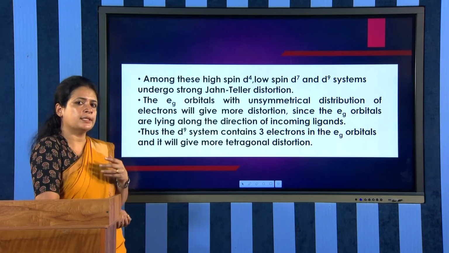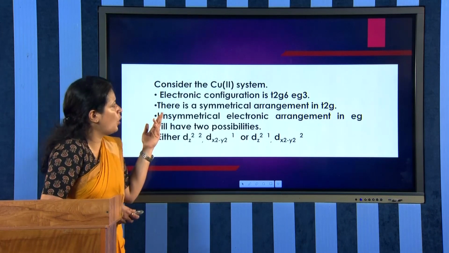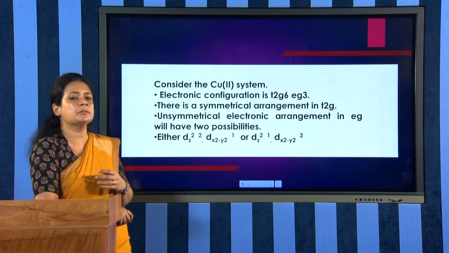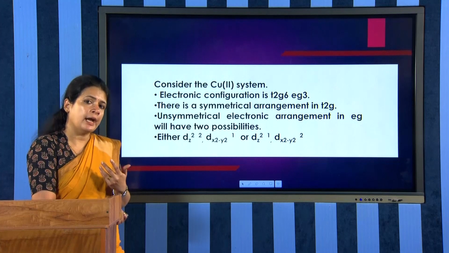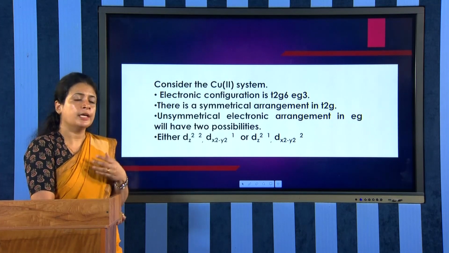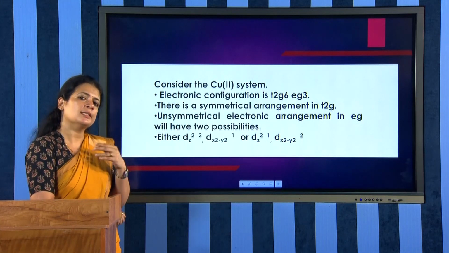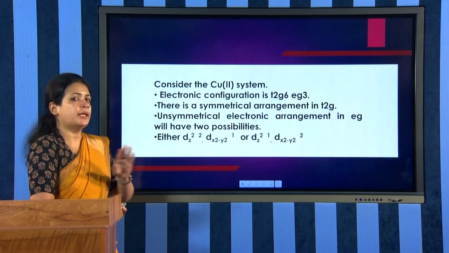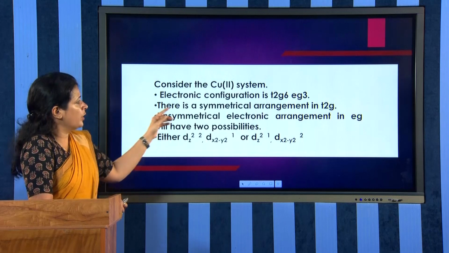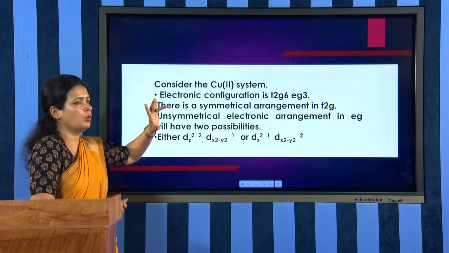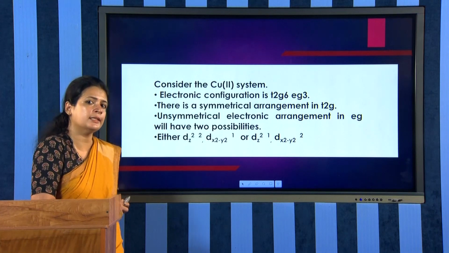That is very important. It is particularly seen in the case of copper complexes. Consider the copper 2 system, Cu2+. The electronic configuration of copper is 3d9 4s2. In the case of Cu2+, two electrons will be removed from the s orbital. So, it is 3d9 4s0. That is, Cu2+ is a d9 system, and in the octahedral crystal field you have the electronic configuration t2g6 eg3.